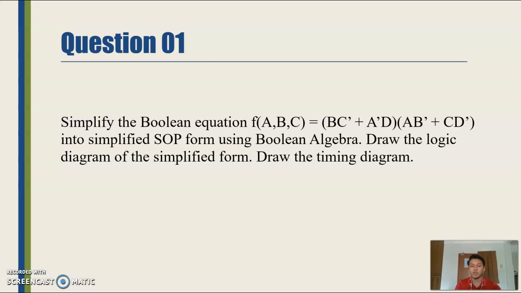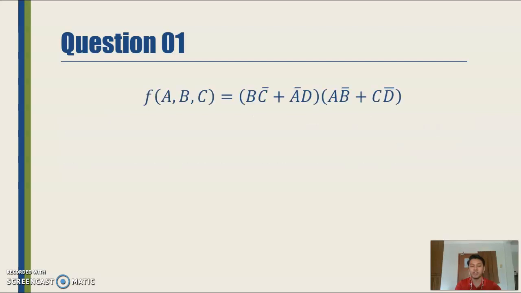So first of all, we need to analyze the equation given. So this is the equation. We can tell that the equation is in POS form, which is product of sum, as there are two terms that we need to multiply together. So first thing first, we need to actually expand the equation to convert it into SOP form. We can do that by multiplying all the terms inside the bracket into each other. So if we do it correctly, we will get the following equation.